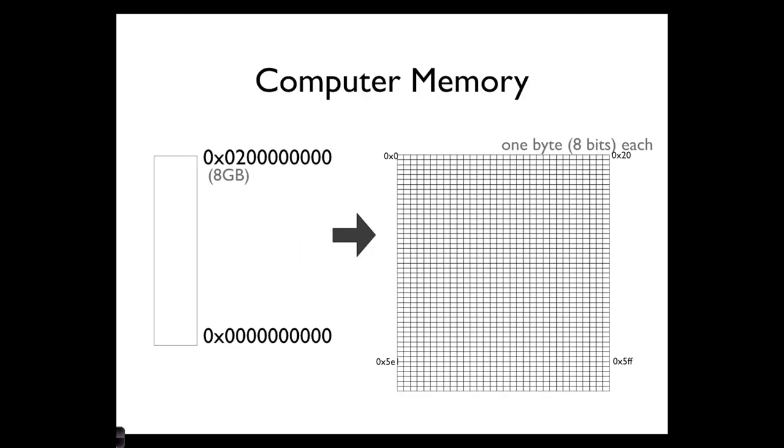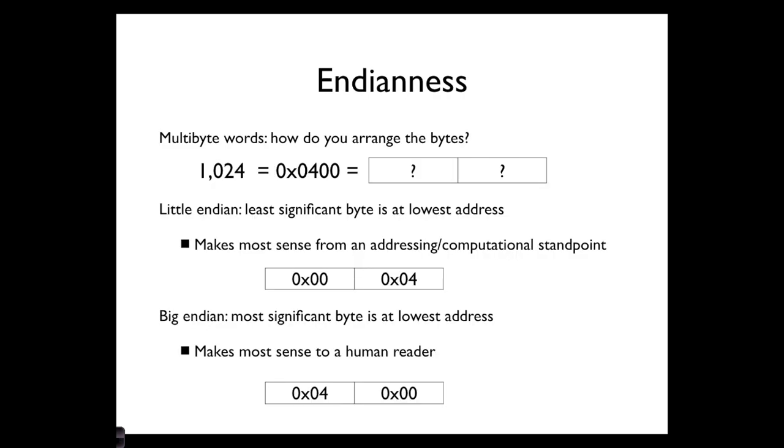Remember how memory, going back just a little bit in some sense, is just one big long array, okay? And it's actually byte addressable, so you can only address every 8 bits, but it's really just one big long array that we have to deal with, okay?